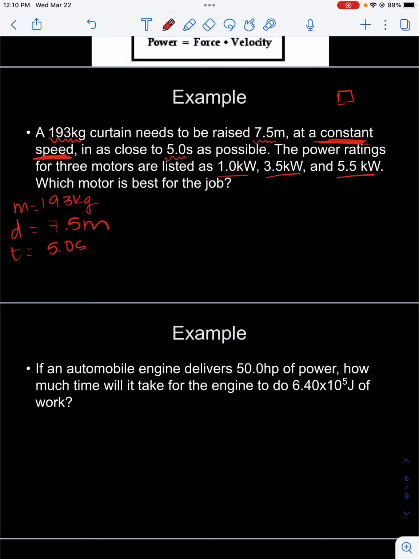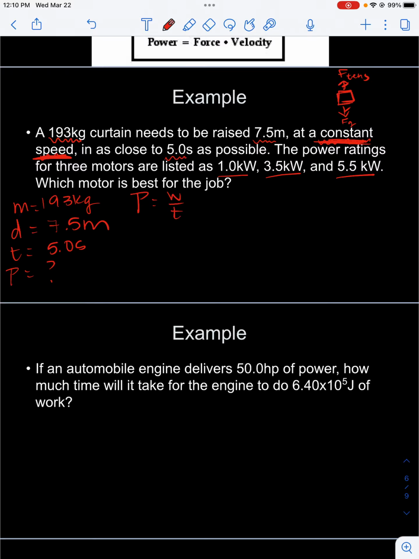Now, remember, we need to look at the free body diagram. This curtain, as it's being pulled up, has two forces being exerted on it. It's got that tension force pulling it up, and it's got that gravitational force pulling it down. But it's going at a constant speed, so that tells us that these two forces are balanced with each other. So we have everything that we need to solve for power.